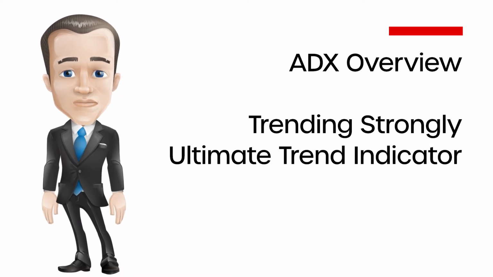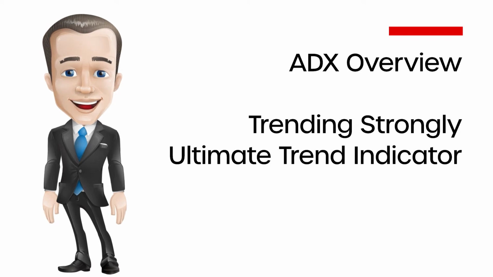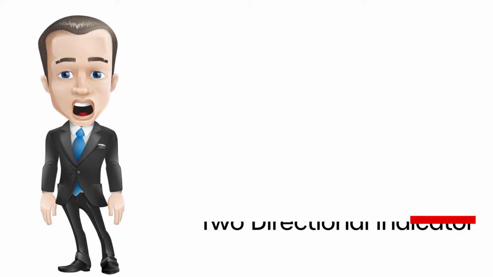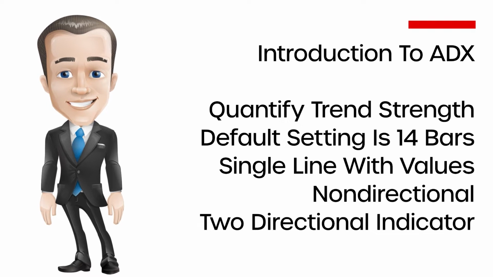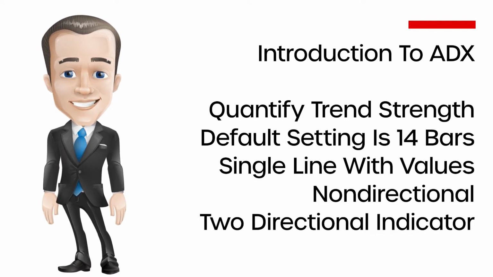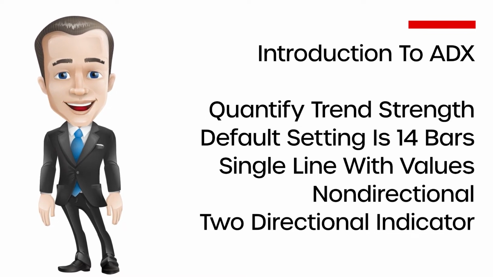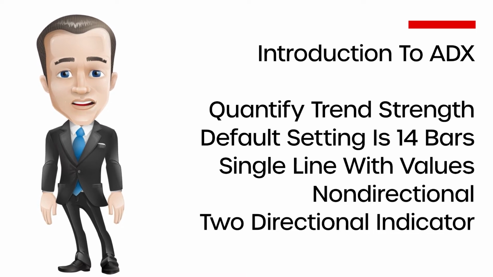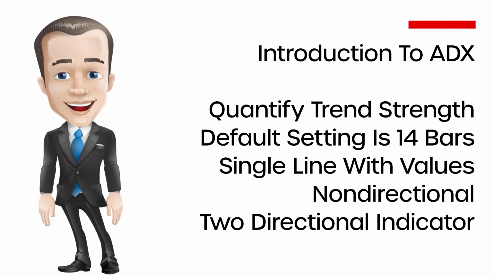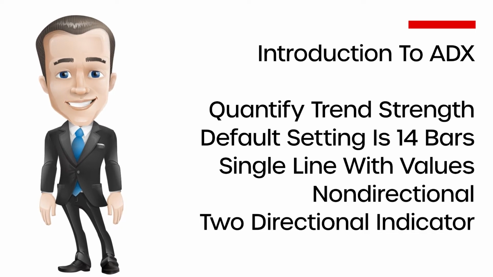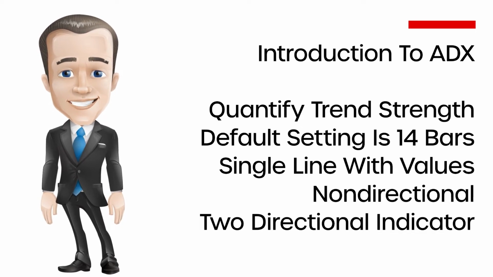In this video, we will examine the value of the ADX as a trend strength indicator. Introduction to ADX. ADX is used to quantify trend strength. ADX calculations are based on moving averages of price range expansion over a given period of time. The default setting is 14 bars, although other time periods can be used. ADX can be used on any trading vehicles such as stocks, mutual funds, exchange traded funds, and futures. ADX is plotted as a single line with values ranging from a low of 0 to a high of 100.